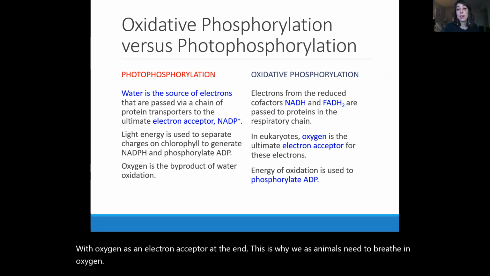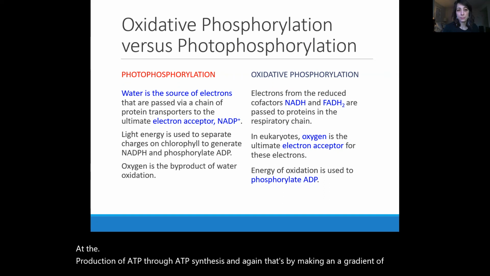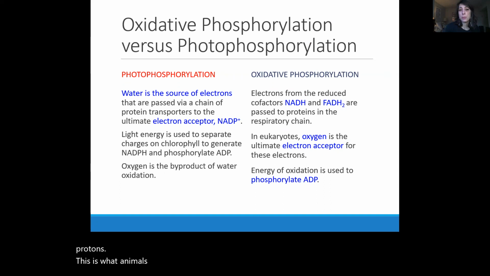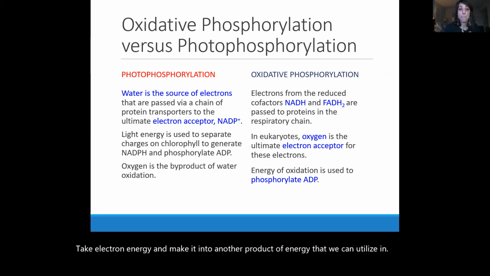And that energy is then used to fuel the production of ATP through ATP synthesis. And again, that's by making a gradient of protons. This is what animals use as a means to take electron energy and make it into another product of energy that we can utilize in our biological organism.